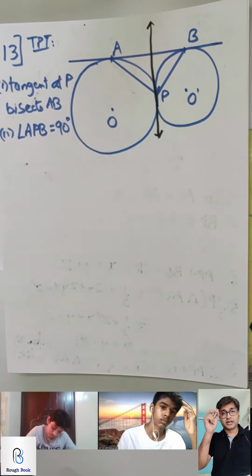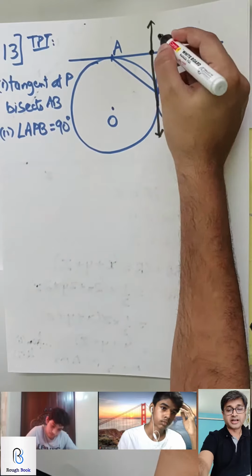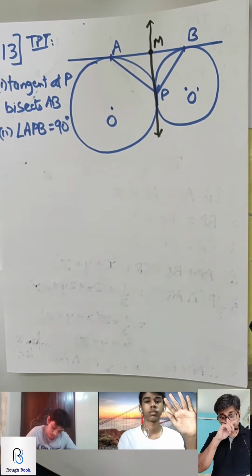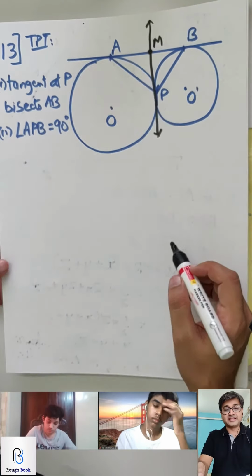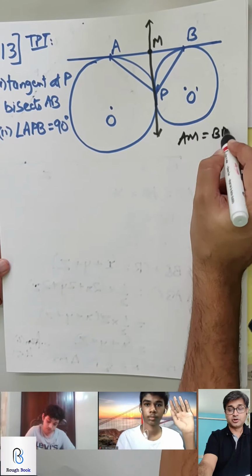So you're drawing a vertical line from P going up to AB, and let's name that point as point M. So you have A, M, B on a straight line. Correct? Now your target is to prove that the tangent at P bisects AB. That means in short you need to prove that AM is equal to BM.